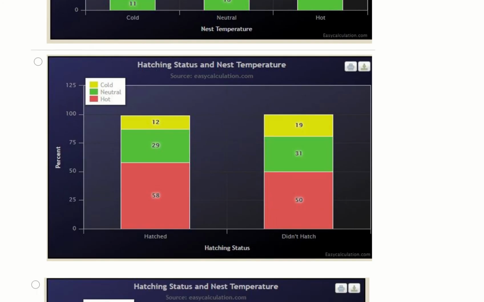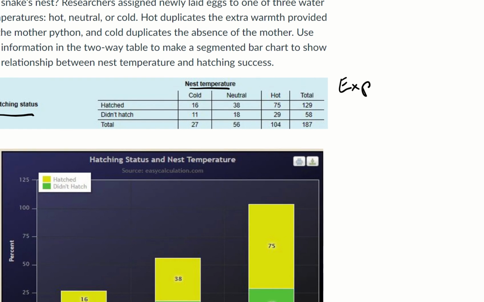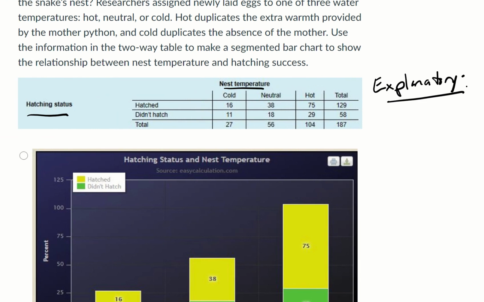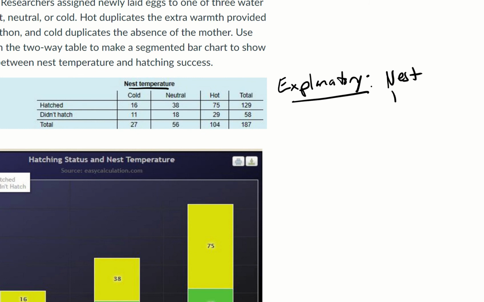So we have to pick the segmented bar chart that matches this. So first off, what is the explanatory variable here? The explanatory variable is the variable that explains the changes in the other one. So it looks like the nest temperature might actually explain whether the egg hatches or not, right? And so the nest temperature is my explanatory variable, because that's going to help predict whether the egg gets hatched or not, right? And the response of the experiment, the response of the egg, is it going to hatch or not based off of the changes in the explanatory.